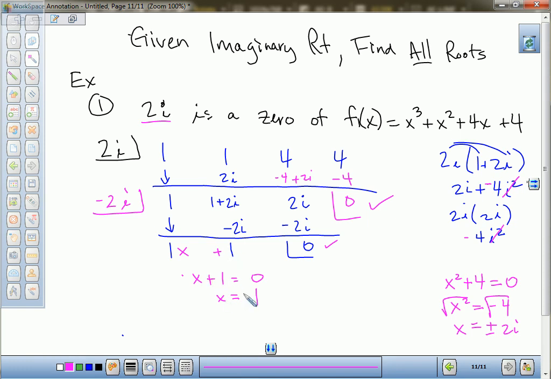Thank you, Caleb. Yeah, you're right. So my roots are negative 1, 2i, and negative 2i.